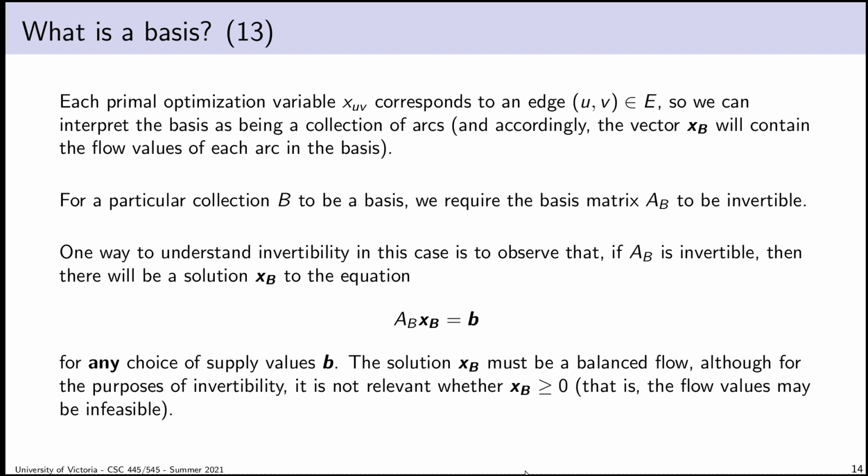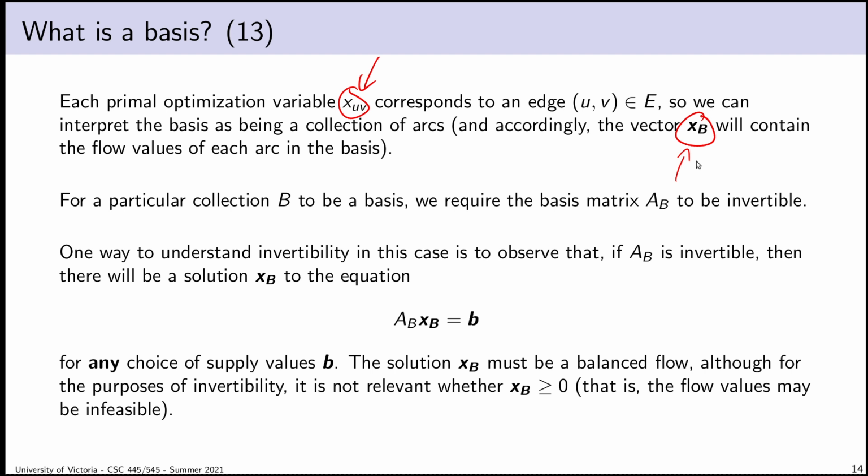So let's work backwards. Each of our primal optimization variables, xuv, is an arc, an edge in my graph. So why don't I just interpret the basis as being a bunch of edges? Now, this vector here, xb, will of course contain the values of the non-basic optimization variables. And this actually implies something interesting, which is that if I'm trying to design an optimal flow for my minimum cost network flow problem, then a bunch of my edges will have zero flow. All of the non-basic edges will have a flow of 0, because that's the way that linear programming works. Only the basic, I should be careful. That's the way the simplex method works.